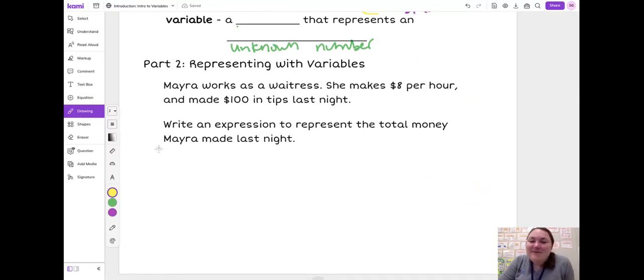The story is Myra works as a waitress. She makes $8 per hour and made $100 in tips last night. Write an expression to represent the total money Myra made last night. I'm going to have you go ahead and try to identify what is our variable going to be in this story. In the story, there is a number that we don't know, but we need to know in order to find how much total money she made last night. Read through the story and see, can you identify what extra information do you need to know to find her total money?